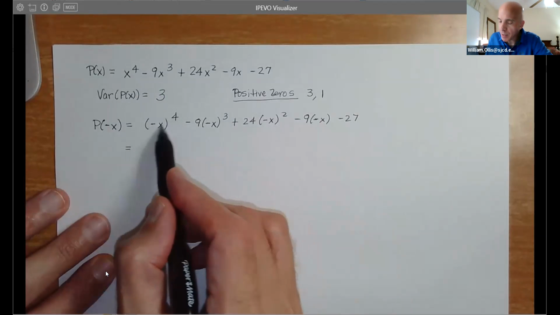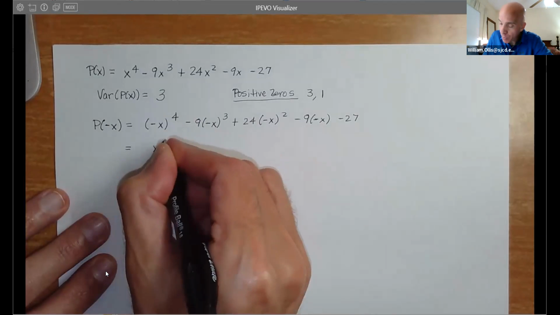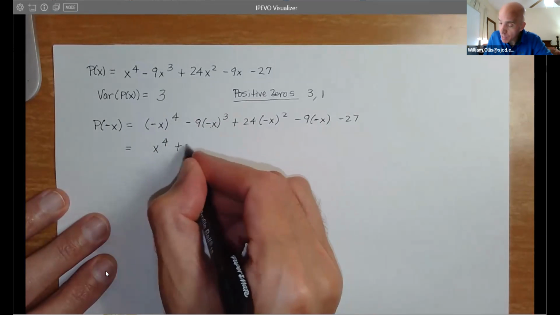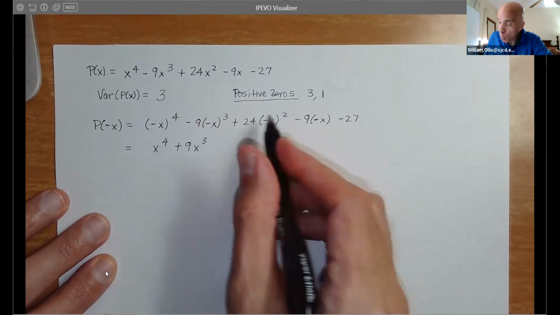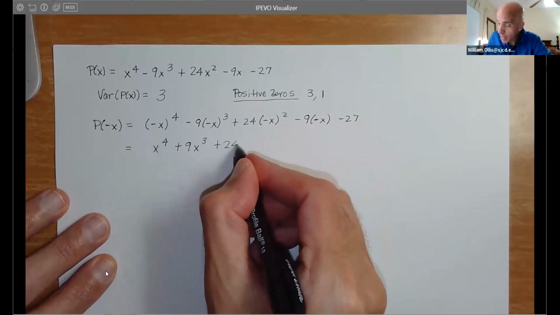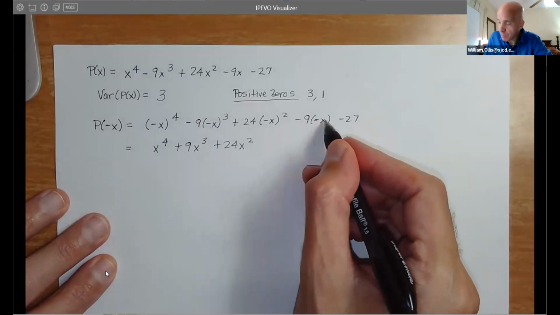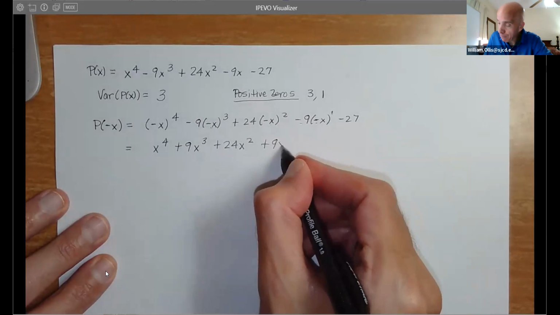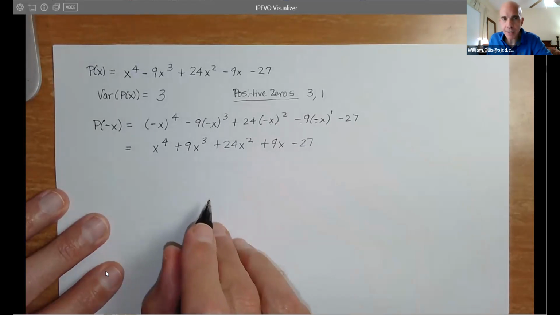So now the negative gets absorbed by the 4, so we get x to the 4th. And now, of course, it survives here, so we get a negative times a negative, so we get plus 9x cubed. Now, of course, here it absorbs, so we get plus 24x squared. Now, of course, it's just negative to the first power, so negative times a negative, we get positive. And then we have the negative 27, which is just fixed.